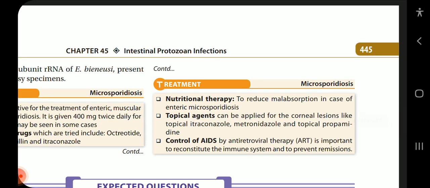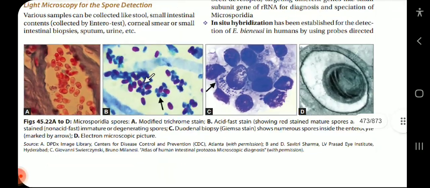Nutritional therapy to reduce malabsorption can be given in case of enteric microsporidiosis. Topical agents can be applied for corneal lesions, like topical itraconazole, metronidazole, and topical propamidine. Control of AIDS by antiretroviral therapy is important to reconstitute the immune system and to prevent relapses.